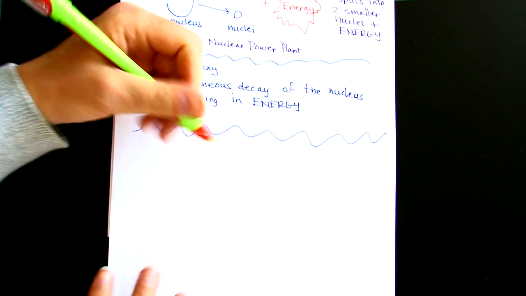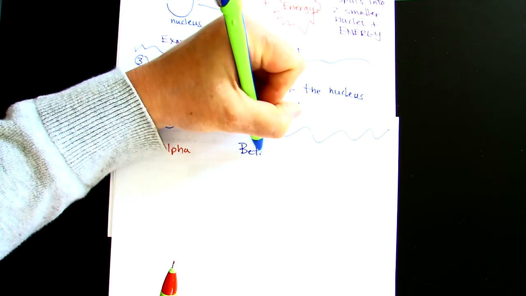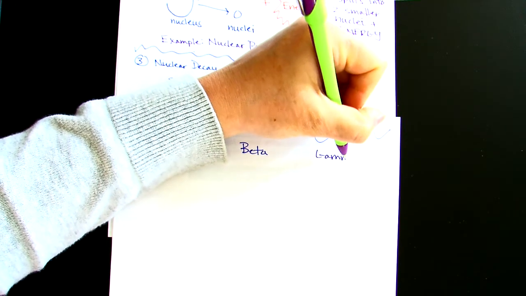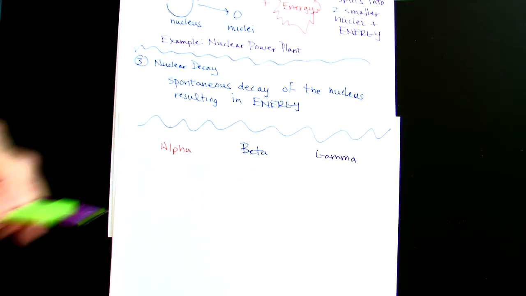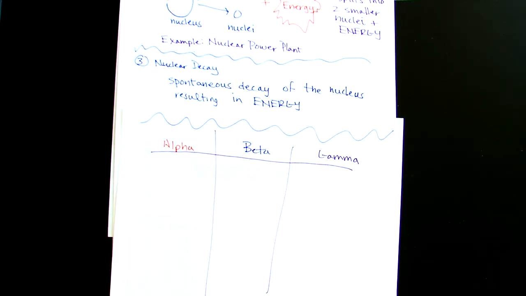There are three types of nuclear decay. They are alpha, beta, and gamma decay. And alpha, beta, and gamma are the first three letters of the Greek alphabet, and we're just going to compare them all here in a chart.